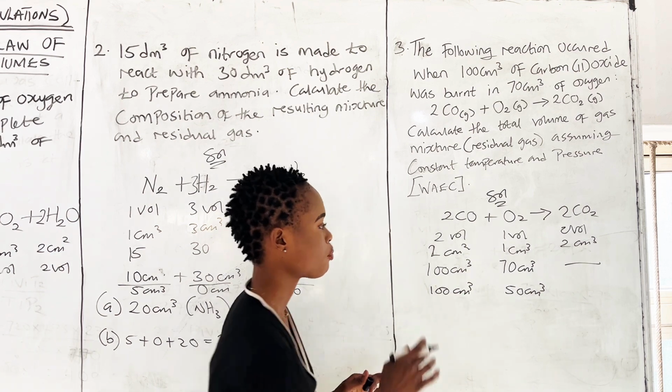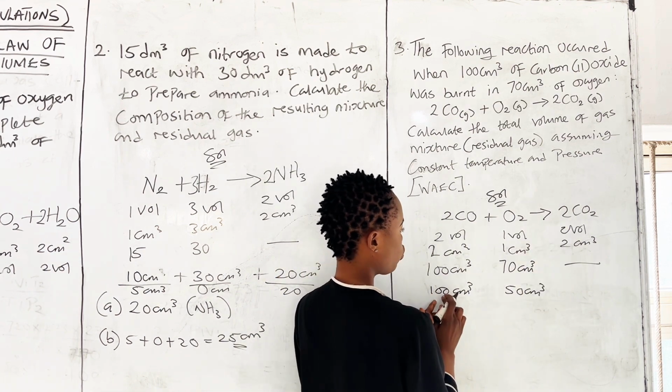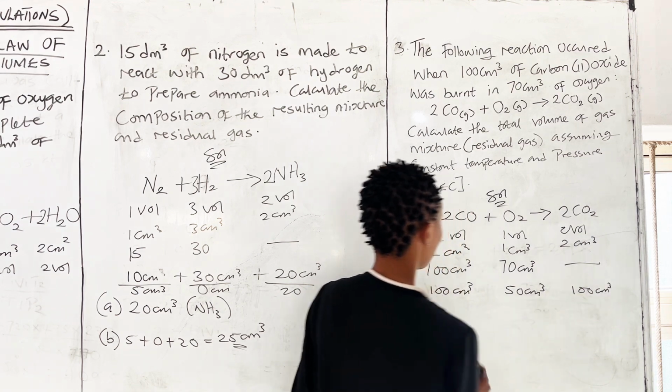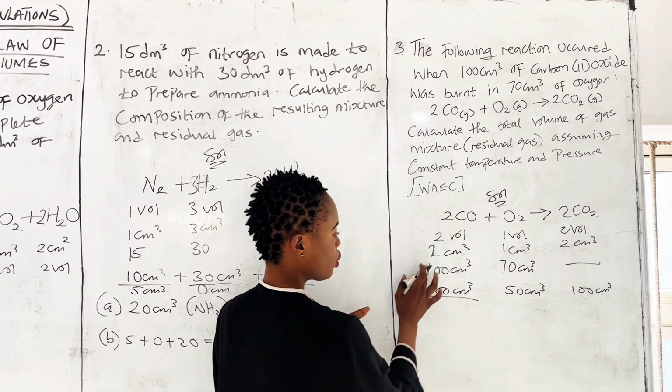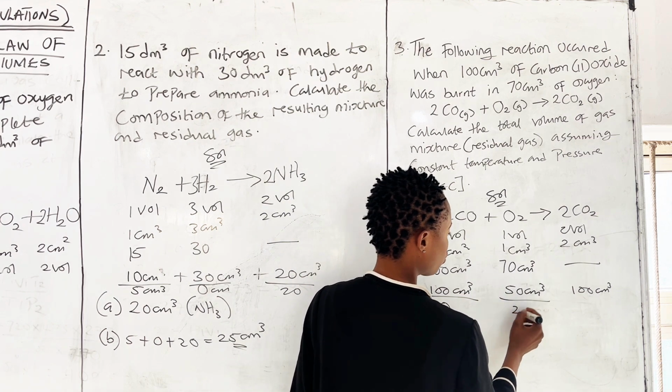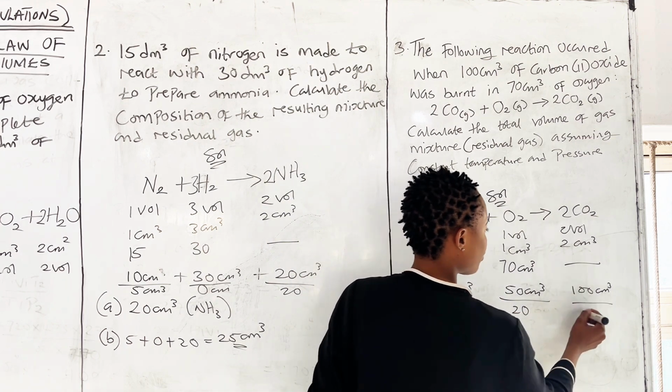I hope we are following. Then our 2 volume is also 100 because it's 2. So this becomes 100 centimeter cube. So we can now subtract. 100 minus 100 is 0. 70 minus 50 is 20. And then we have 100.